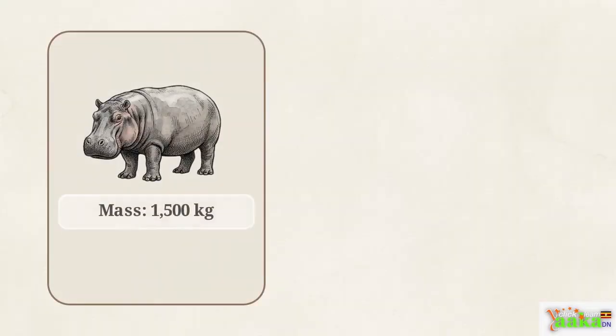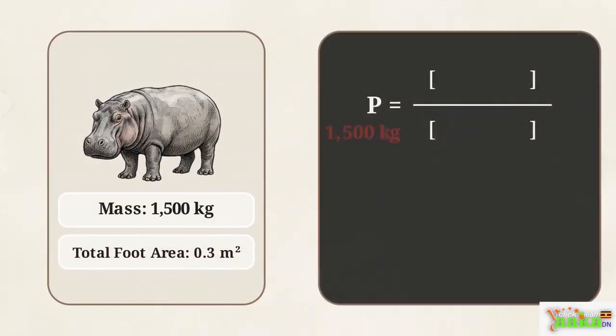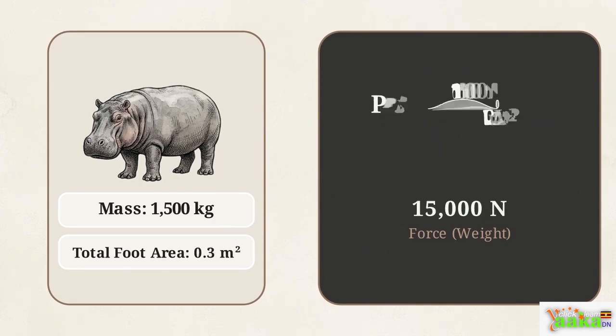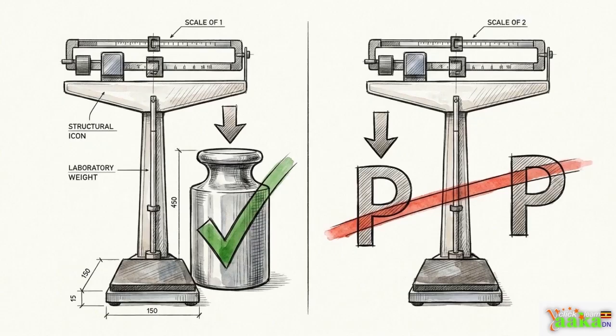This hippopotamus has a mass of 1,500 kilograms and a foot area of 0.3 square meters. We multiply mass by gravity, 10 meters per second squared, to get its weight, a downward force of 15,000 newtons. 15,000 newtons divided by 0.3 square meters equals 50,000 pascals. Always verify units before starting. When the problem provides kilograms, multiply by gravity to establish the force in newtons first.